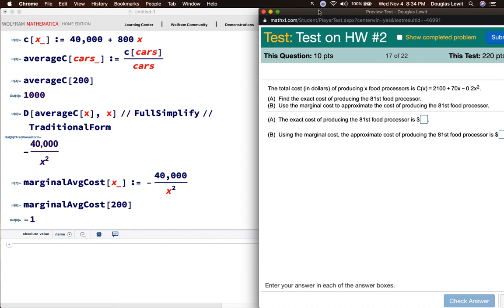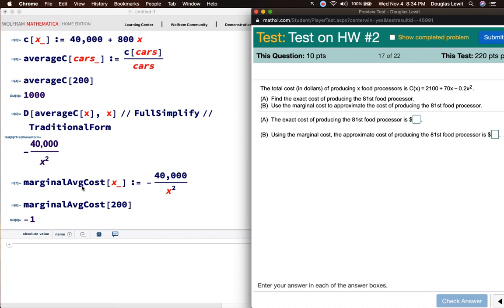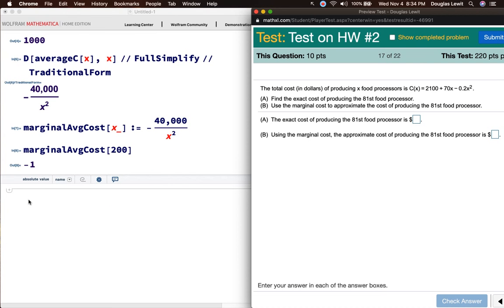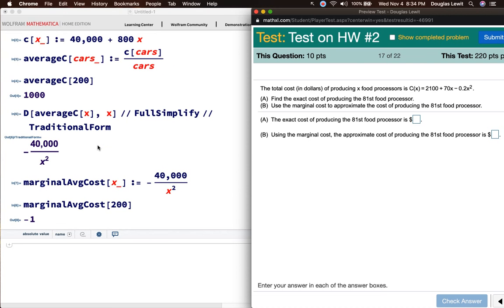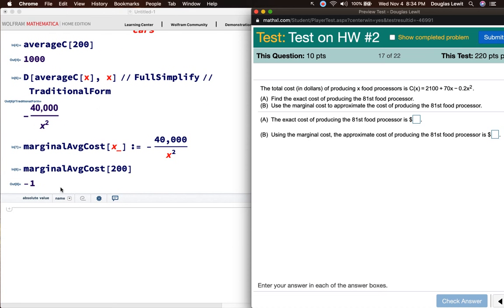Okay, so this problem actually is slightly different. Here we're not talking about the average cost. For the average cost, we're dividing by the independent variable. Here, we don't have to do that because we're not dealing with the average cost. We're dealing with the exact cost. So for problem 17, you don't have to divide by X. In fact, you're not supposed to divide by X. You only divide by X when you are dealing with the average. Here, we're not dealing with the average. There's no need to divide by X.